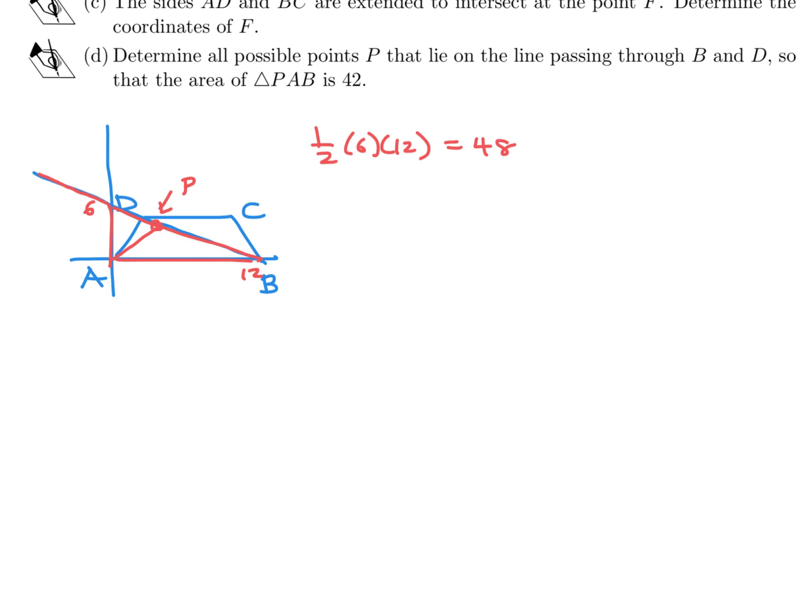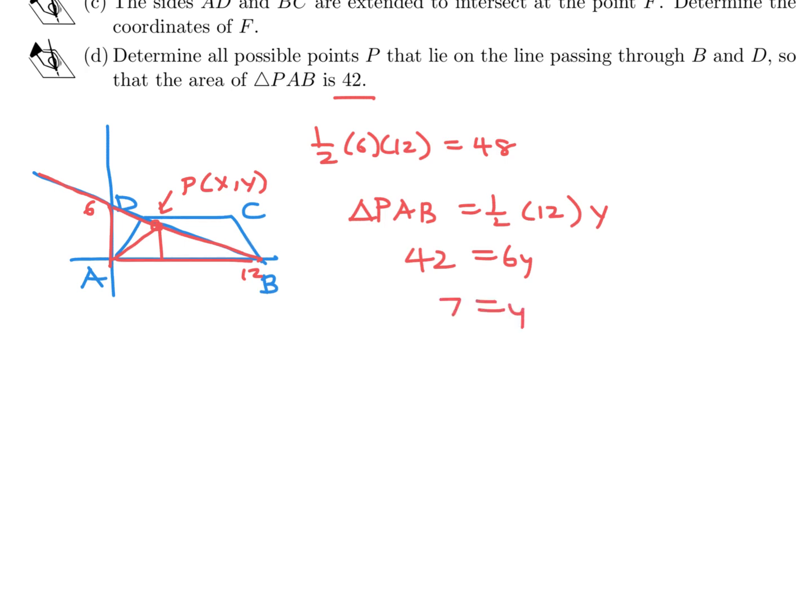All right. So P is going to have coordinates x, y. Therefore the area of that triangle, PAB, is basically going to be 1/2 base, which is 12, times height, which is y. So it's really just 6y. Correct? And then they've told me that it's got to be 42. So that means y has to equal 7.